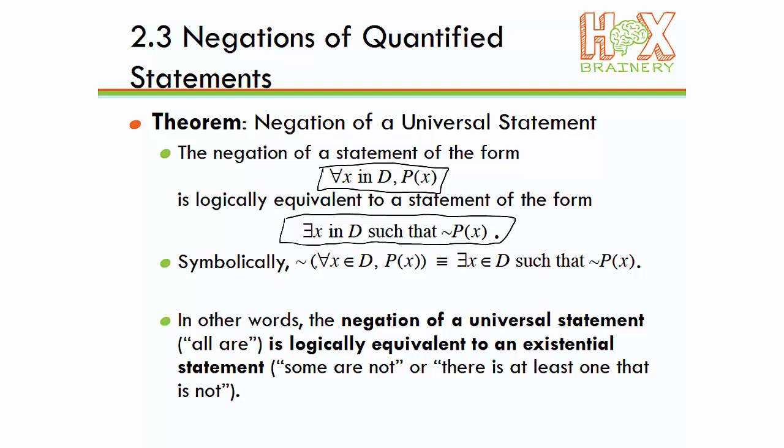Symbolically, if we are to negate the universal statement, so I have the negation in the front here, that's going to be equivalent to this statement here: there exists an x in the domain such that not P of x. So in other words, the negation of a universal statement, all are, is logically equivalent to an existential statement: some are not, or there is at least one that is not.